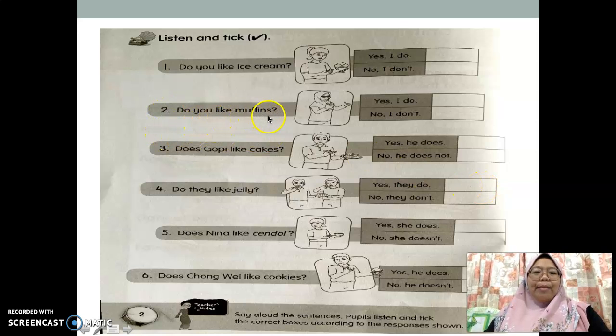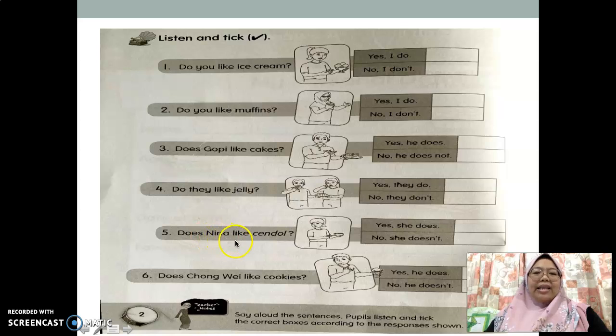Do you like muffins? Yes, I do. No, I don't. Choose the correct answer. Number 3. Does Gopi like cakes? Yes, he does. No, he does not. Number 4. Do they like jelly? Yes, they do. No, they don't. Number 5.